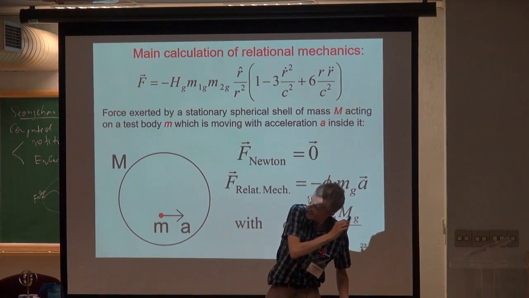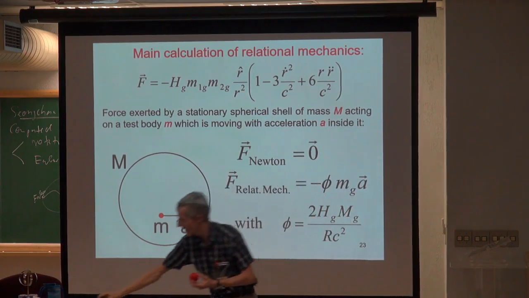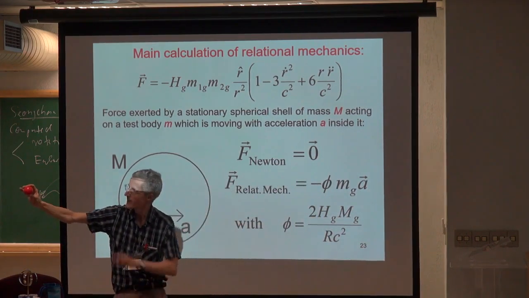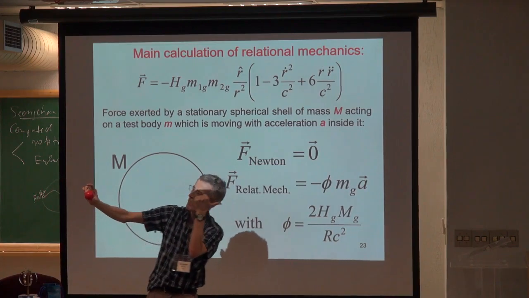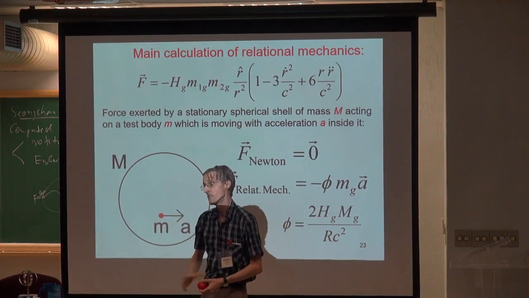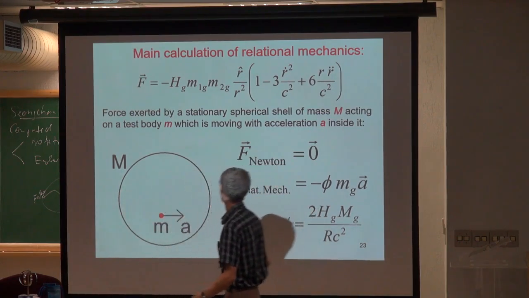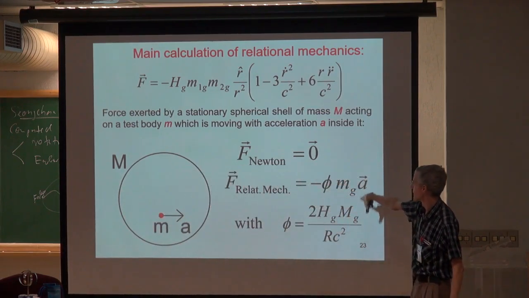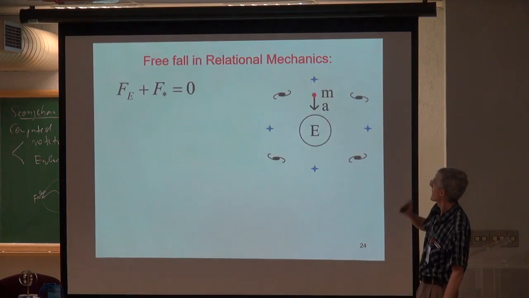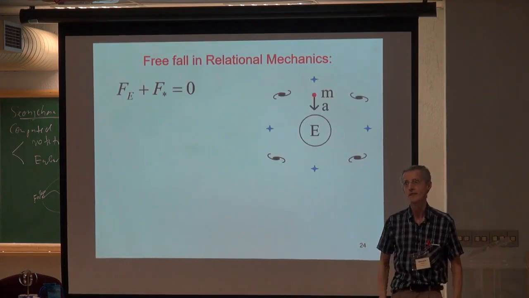As I said, if I accelerate the apple to the right with my hand, the shell will exert a small force to the left, which depends on the amount of acceleration. Okay? Now that I have this result, I can solve the free fall of the apple.